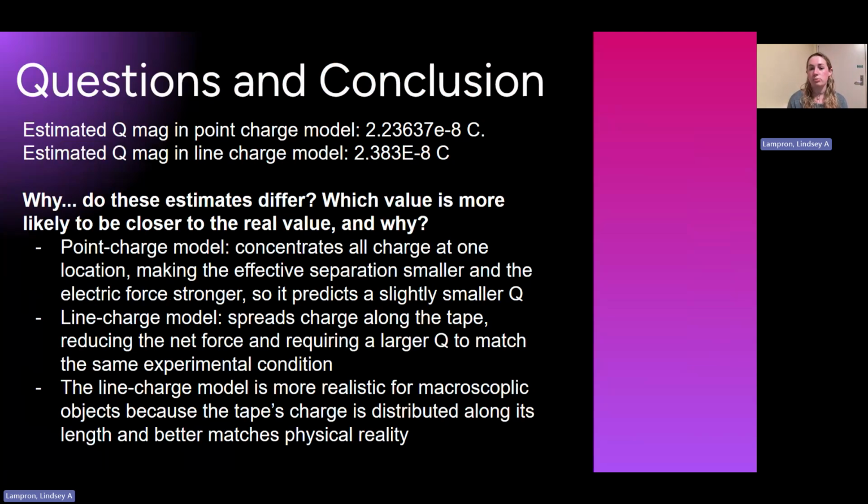And the line charge model is more realistic, at least for macroscopic objects, because the tape's charge is distributed along its length, and that better matches physical reality than the point charge model.